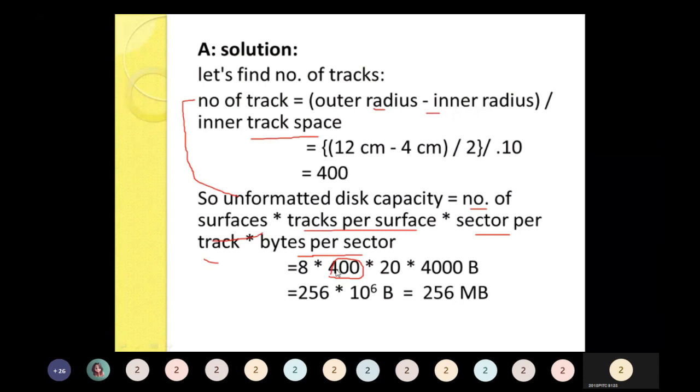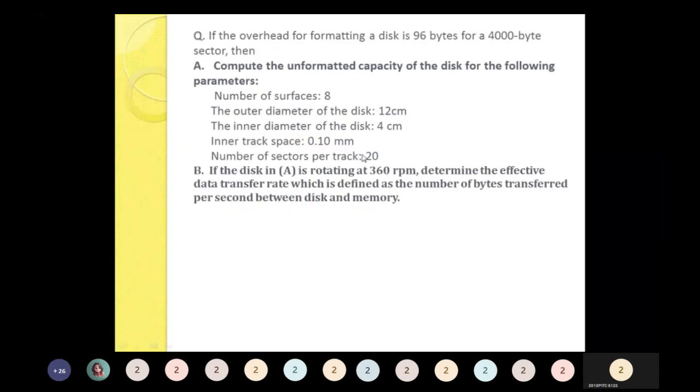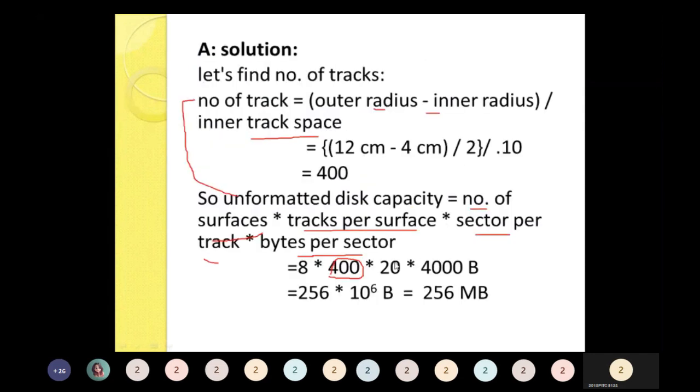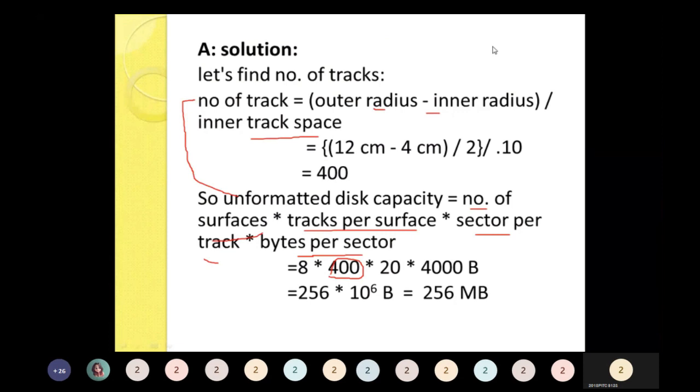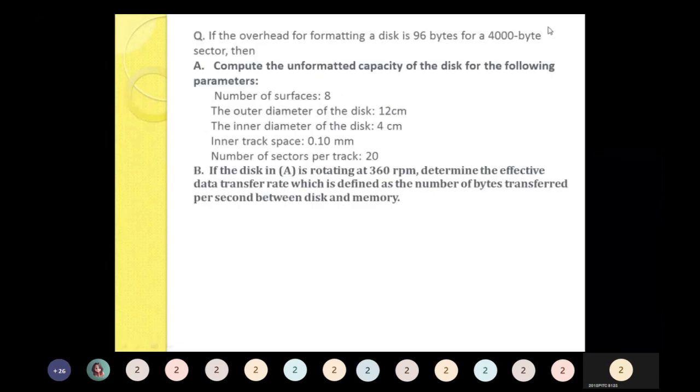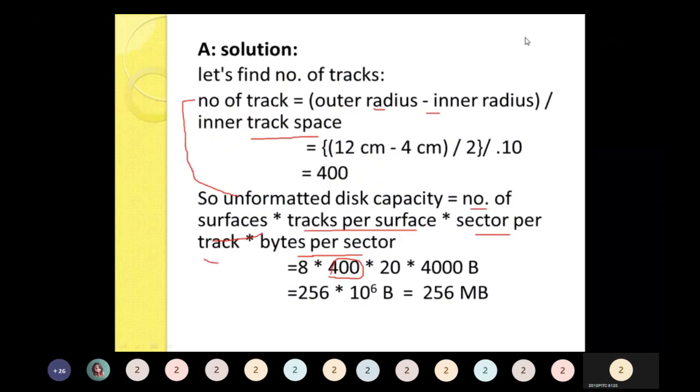Next, sectors per track. Sectors per track is 20, multiplied by bytes per sector. Bytes per sector is given as 4,000. Multiplying these four things, I'm getting 256 into 10 power 6 bytes.